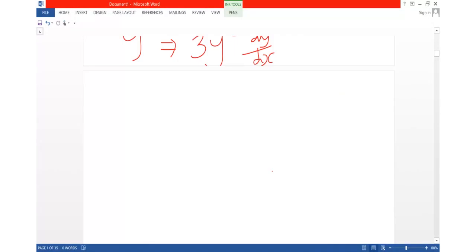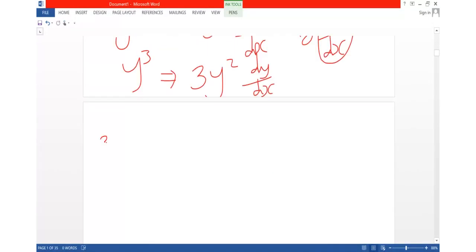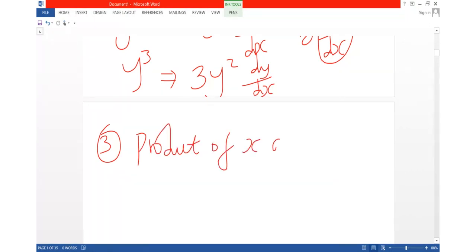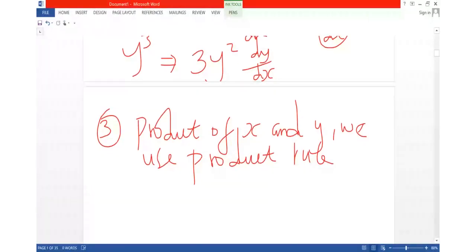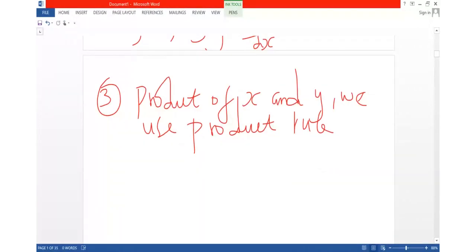Number 3. When you have a product of x and y, we use product rule. So product rule means we shall differentiate one, leave the other one as a constant, then we do the vice versa. That's what we covered in the last class.